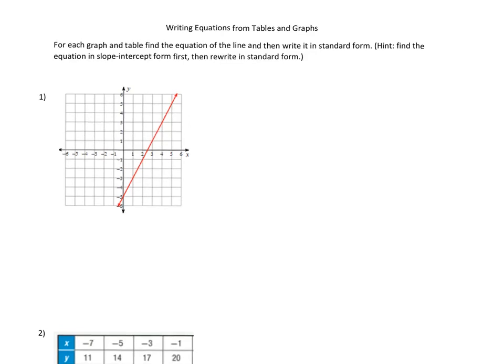All right, now there are 3 steps to finding the equation from the table or graph and getting it into standard form. The number 1 thing to note before we even start is that there is no way to go directly to standard form. Okay? There is no way to go directly to standard form.